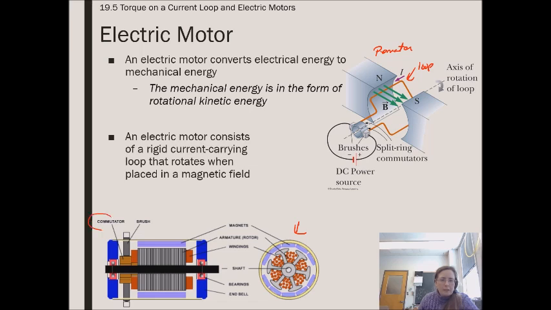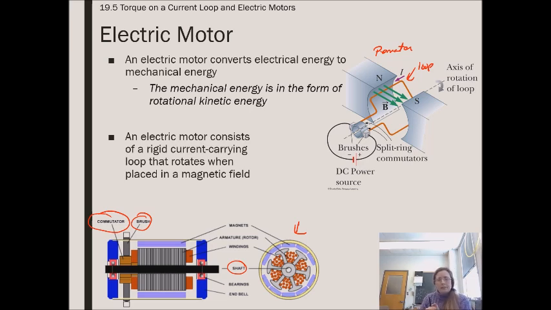We have the commutator that communicates the current from the outside world to the inside world of the spinning, and that's done with brushes. Instead of having an actual plug-in, we need a connection that can move, and that's basically brushes. It looks like a little broom. And then the shaft on the inside, the windings are just wound copper, not a particular shape, and certainly not the square loop that we have here.